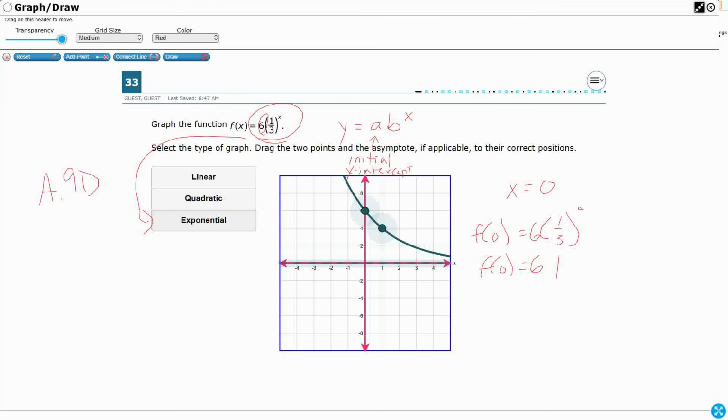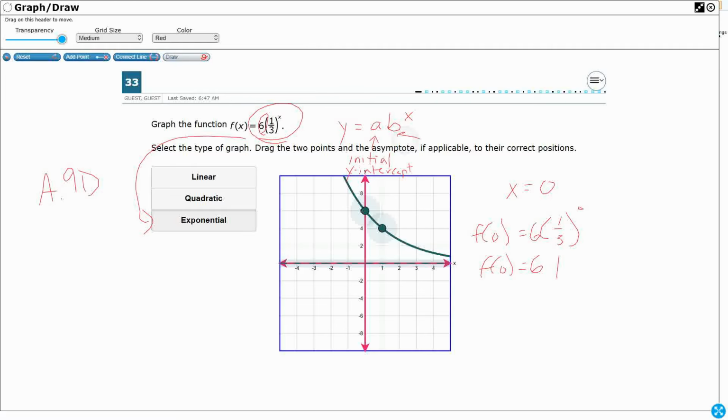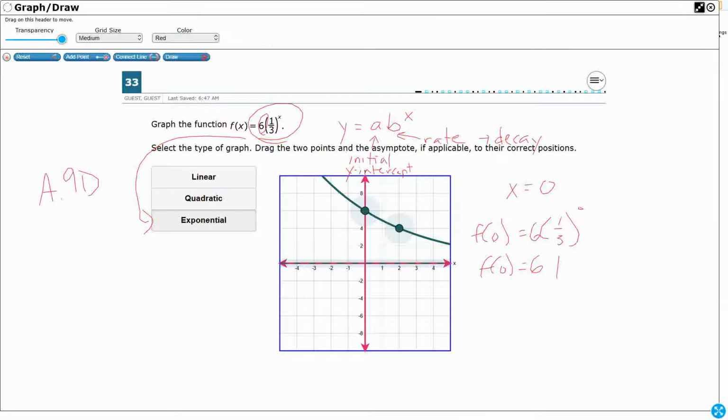Okay. Now, we need to find one more point. So it is going to slope down like this because our second point that we always deal with is our rate. And in this case, it is a decay rate because it is less than 1. If it's greater than 1, it's going to end up going up like this, but it's not. It is a decay rate, which means it is going to slide down like that, but I don't know exactly where until we plug in another value.